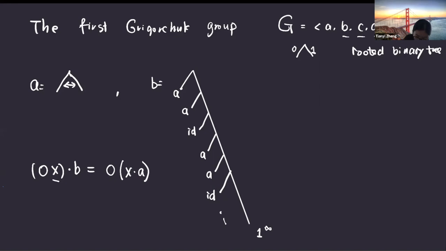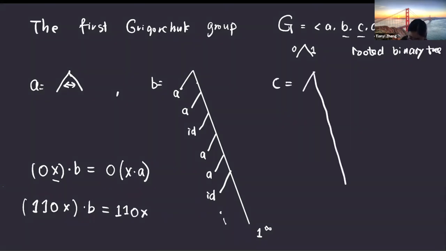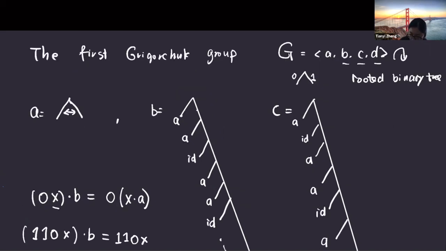Let me just do one more. If you do 110 something with B, then you enter the fixed point, where it acts trivially, so it just gets 110. And similarly, you define C and D to be these directed elements where you see the pattern is different, and it also repeats three-periodically.